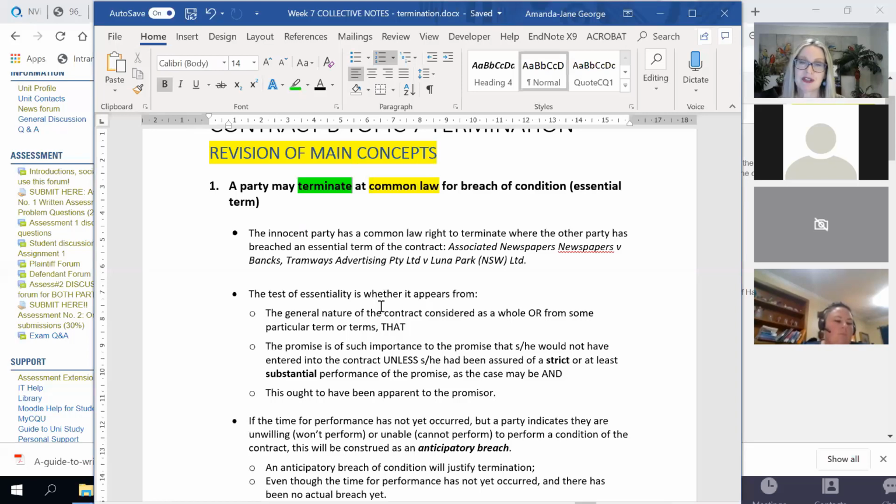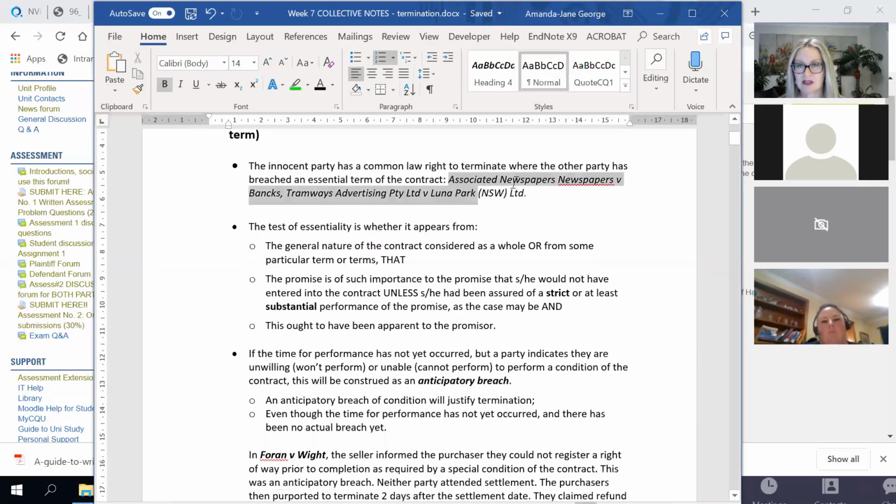Terminating at common law for breach of condition, we have our lovely Associated Newspapers and Banks test. Remember the newspaper case with Ginger Megs? Yeah, that's it. In my Contract A lectures, I think I managed to hunt down some of the comic strips, and I think I put them in there somewhere in the videos for you.